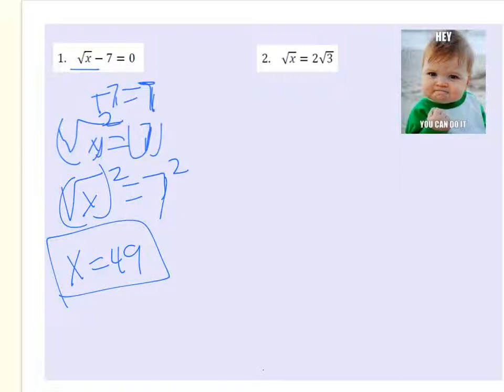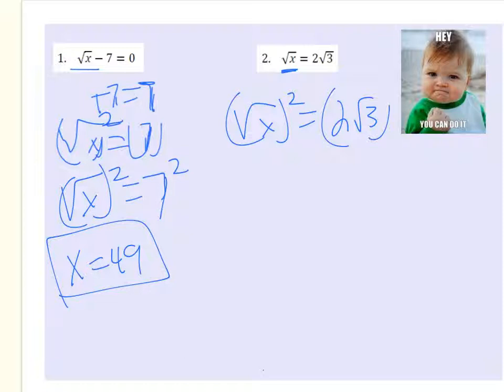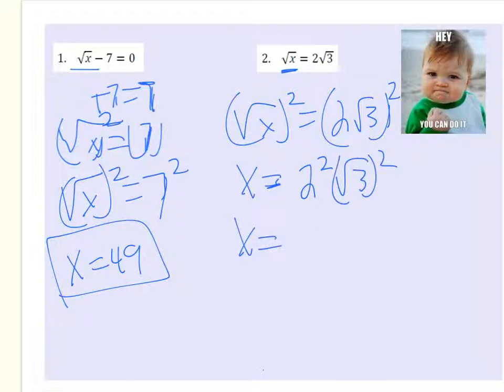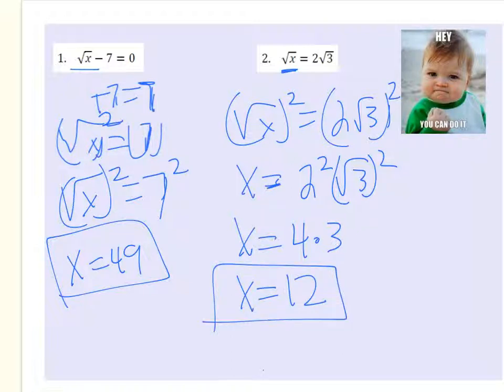Here for number 2, this square root's already by itself, so I'm going to square both sides. But look what happens on the right when I square it. This just becomes x. Here, I've got to square both the 2 and the square root of 3. So this becomes 2 squared, which is 4, and the square root of 3 squared is 3. So when I multiply that together, x is going to equal 12.